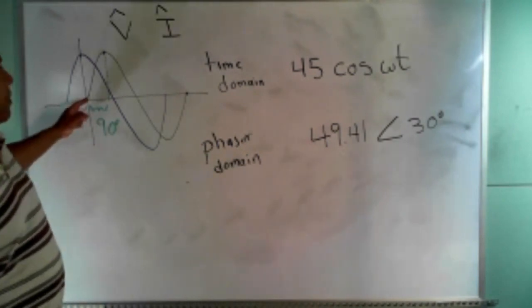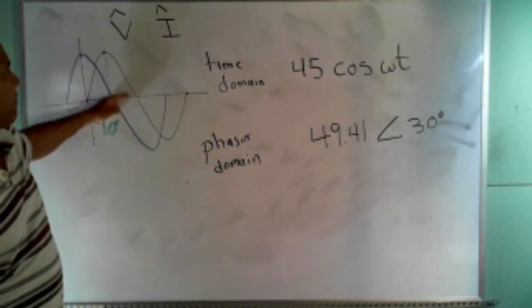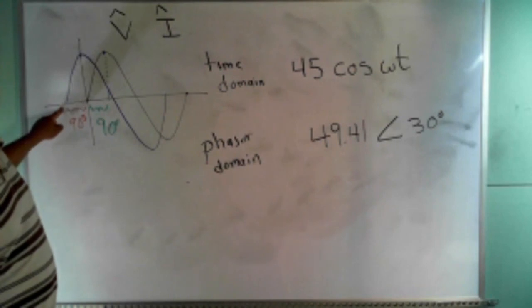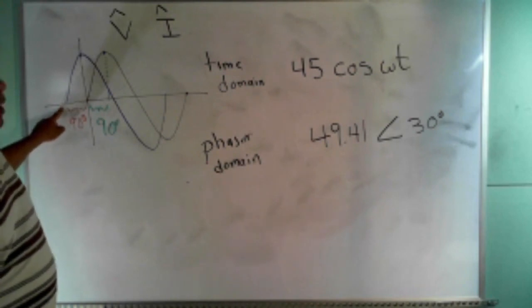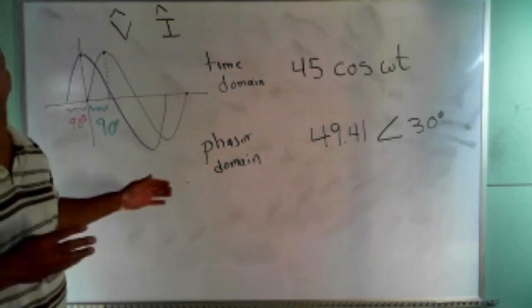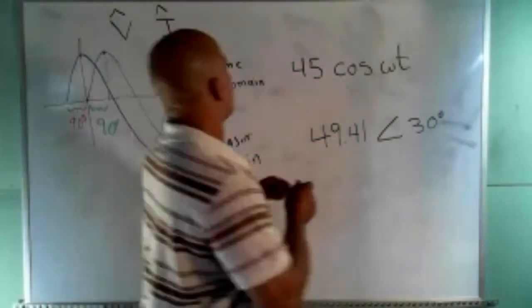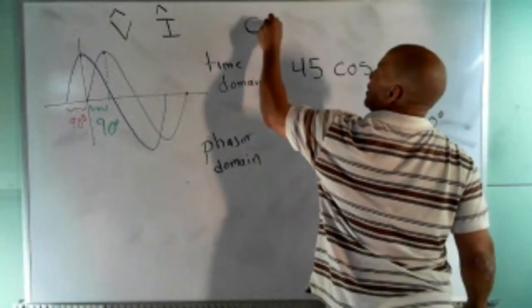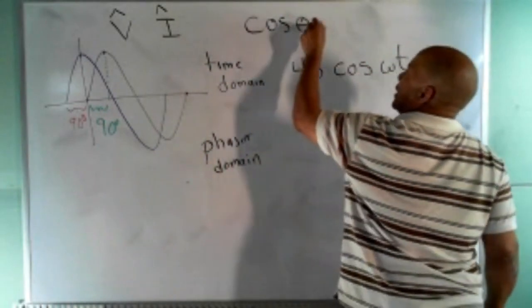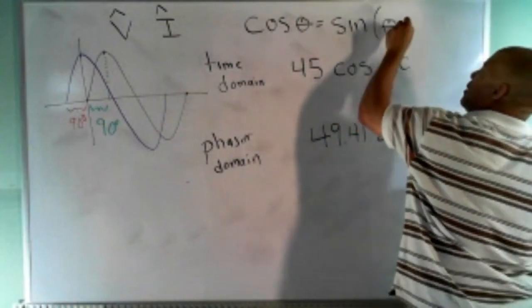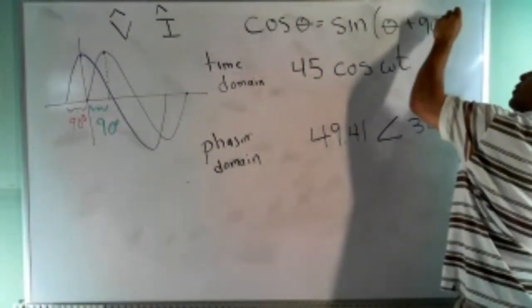So if you think about it, here's a sine wave. I don't know if you know a cosine wave, but when I shift that over 90 degrees, that's a cosine wave. So a cosine wave is all it is, a sine wave shifted by 90 degrees. So cosine theta is equal to sine theta plus 90 degrees. You want to remember that.